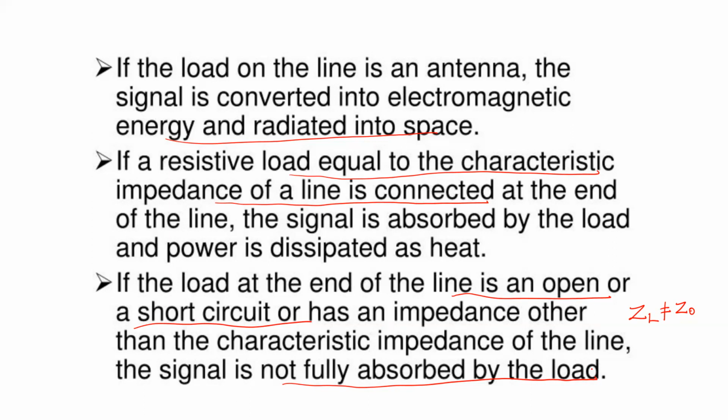One is, if it is an antenna, the signal will be radiated as electromagnetic energy into space. If the load is terminated with an impedance equal to the characteristic impedance, then the signal will be completely absorbed and dissipated as heat. The third case is whenever the line is an open circuit or a short circuit, or if the load impedance is not equal to Z0, then the signal will not be completely absorbed by the load.